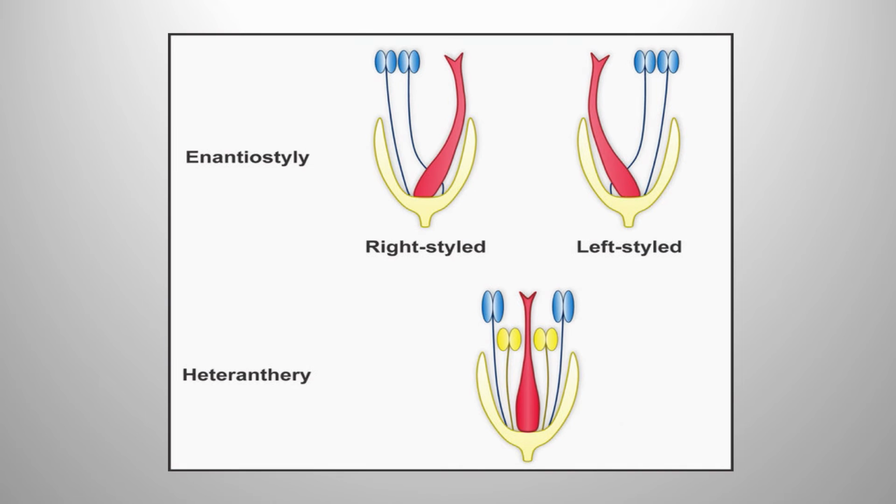So, heteroanthy condition also you can see the different length of anthers, I mean the filaments sometimes are very short and sometimes the filaments are long. So, naturally this is heteroanthy condition, and this also favors cross pollination. Another condition is enantiostyly. Sometimes the style is coiled towards the right side, sometimes the style is bending towards the left side. This again promotes the cross pollination rather than self pollination.